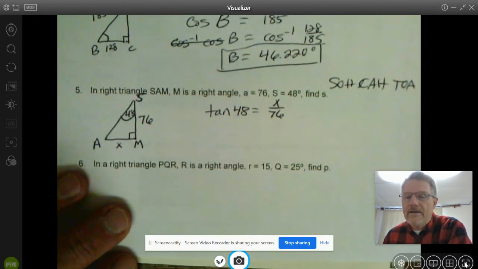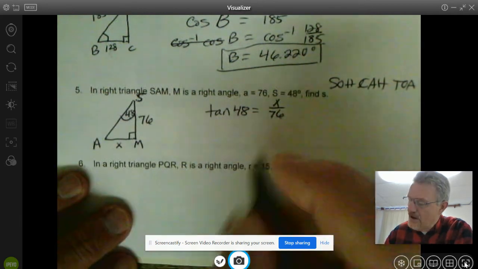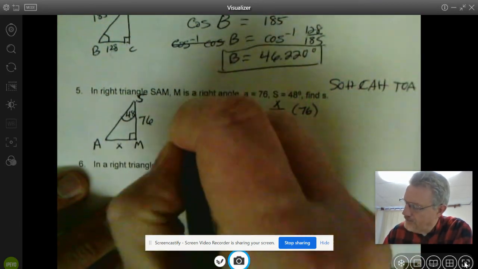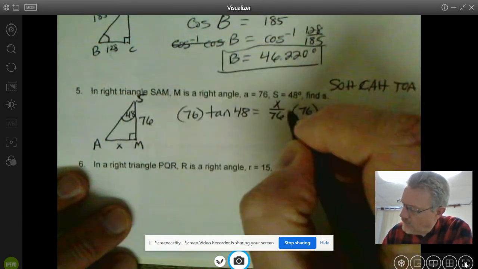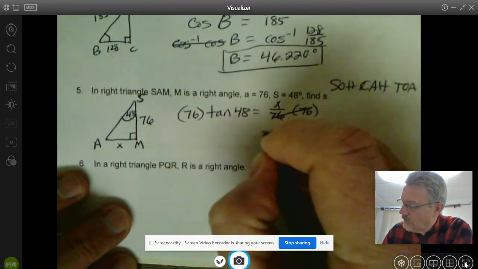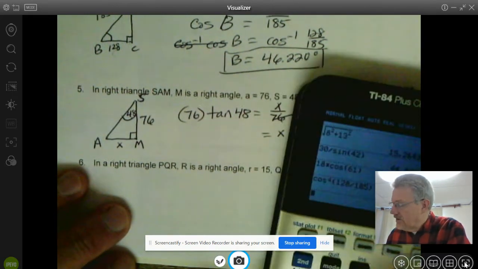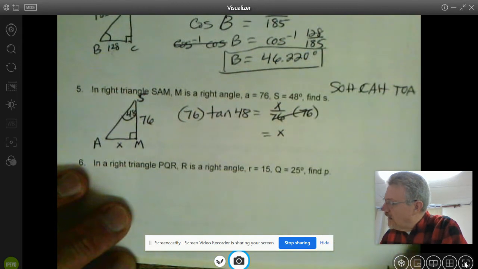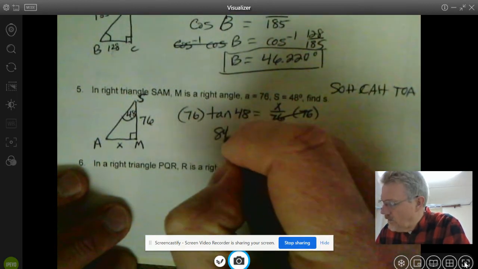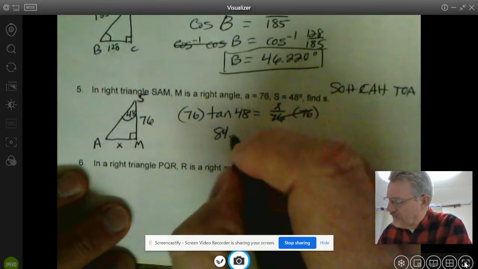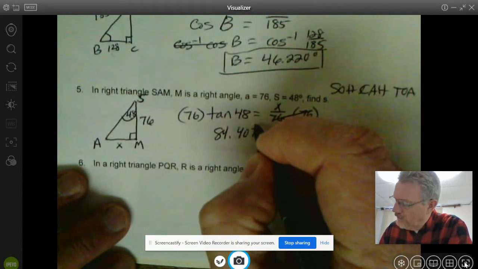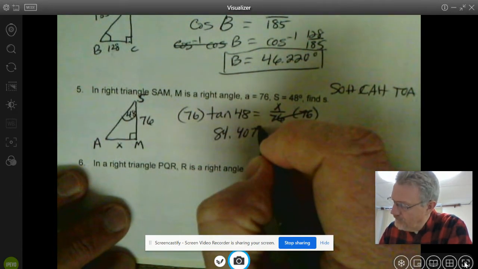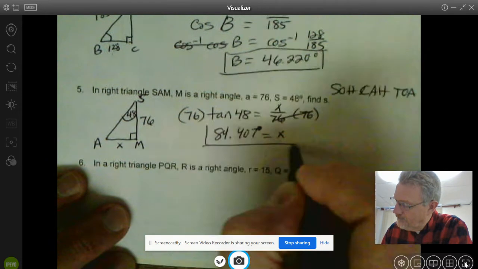All right, we want to get the variable by itself. You get rid of a fraction by multiplying by the denominator. All right, so in the calculator it's just 76 times tangent 48. 84.407. Degrees? Nope, not degrees. It's not an angle.